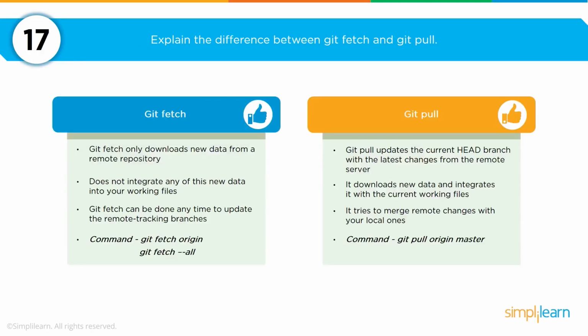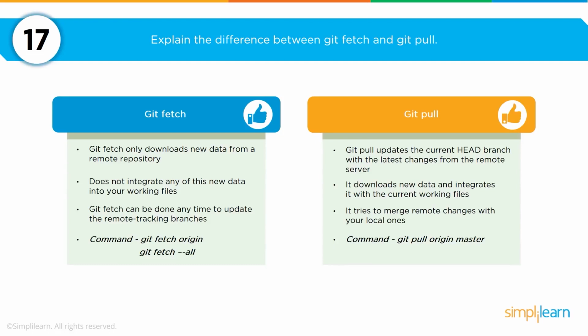So there are 2 ways of being able to get files from a Git repository, and you're going to be asked to explain the difference between git fetch and git pull. So git fetch allows you to fetch and download only new data from a remote repository. It does not integrate any of the new data into your working files, and it can be undone at any time if you wanted to, using the remote tracking branches.